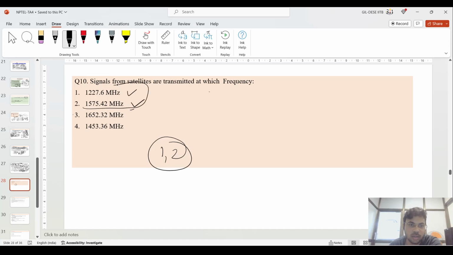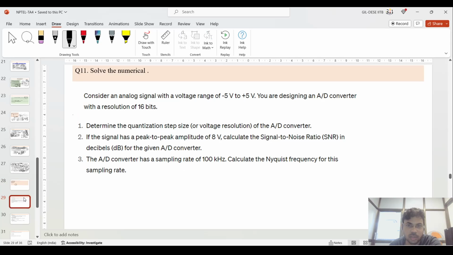Okay, coming to this question, this is a simple question. The first and second options are correct, and basically there are two frequencies at which the satellite communication signal is being transferred. So the first and second options are correct.